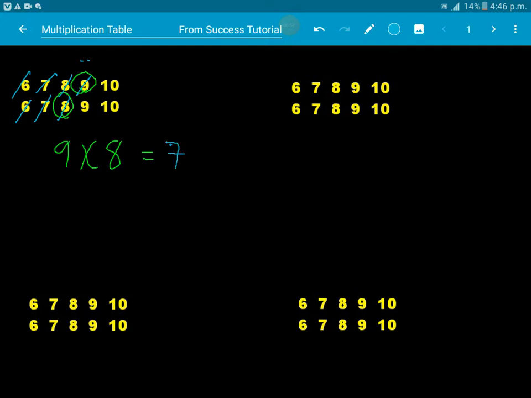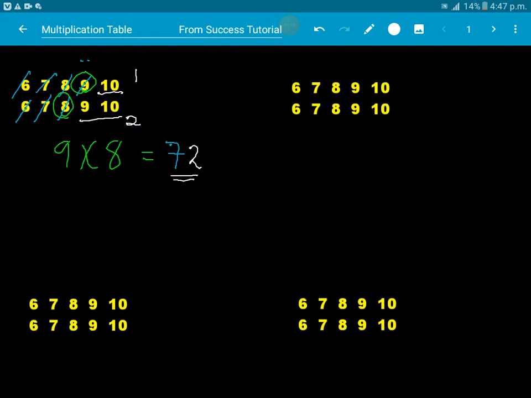Then multiply the rest of the two. After 9 there is only 1 digit, after 8 there are only 2 digits. So if you multiply 1 by 2 you will get 2. So the answer is 72.